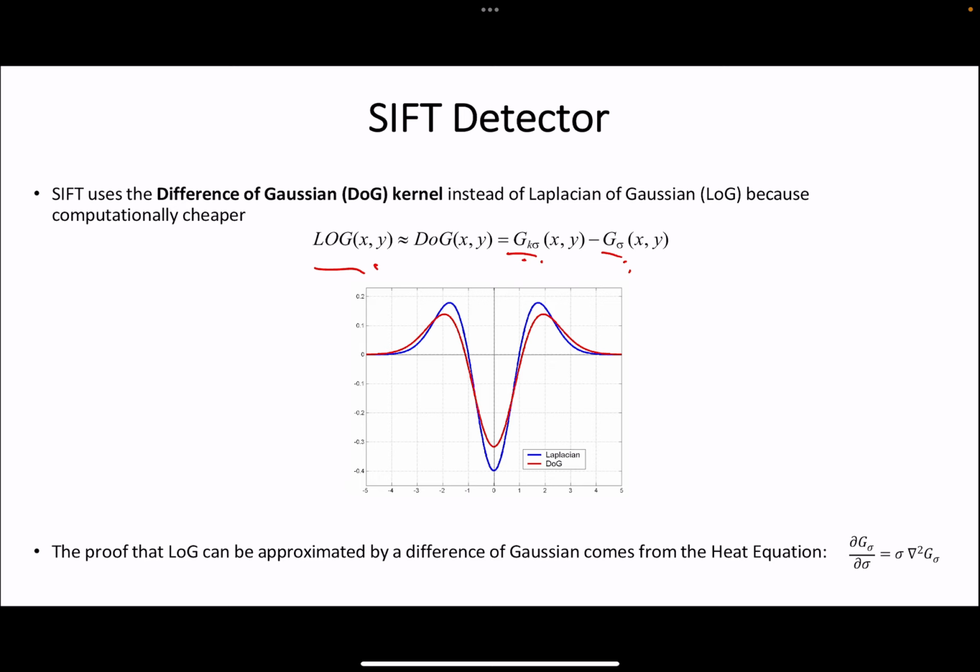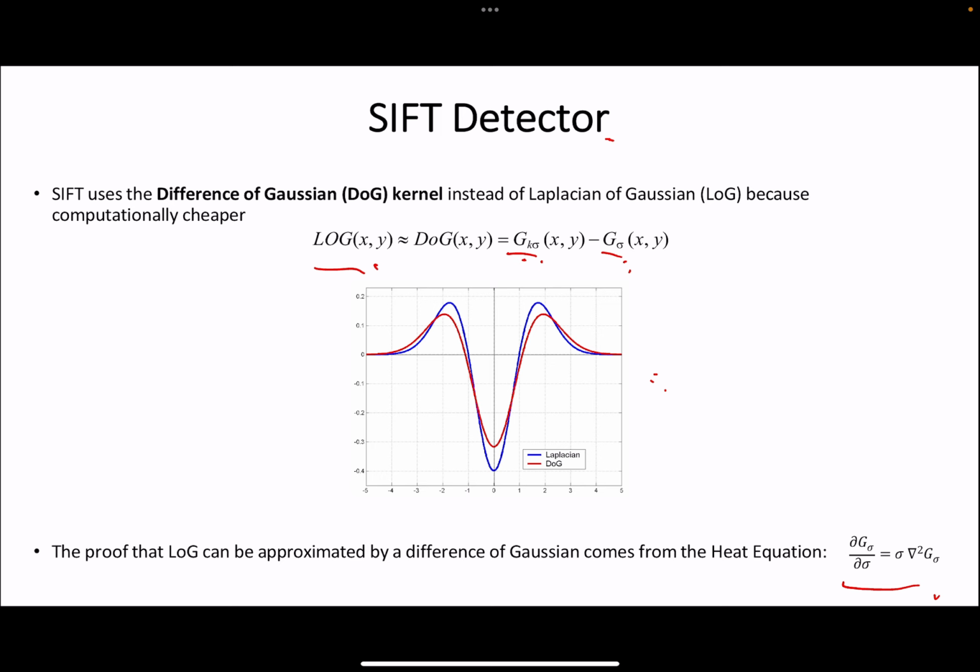Just a pixel-wise difference. Based on the heat equation, I'm not very familiar with it, it turns out that Laplacian of Gaussian can be approximated by a difference of Gaussian. Difference of Gaussian is computationally much cheaper than Laplacian of Gaussian, so the SIFT descriptor decided to use it instead. You can see this visualization is a little bit different, but we can approximately say that the difference of Gaussian could be used as a trade-off for the computational cost.